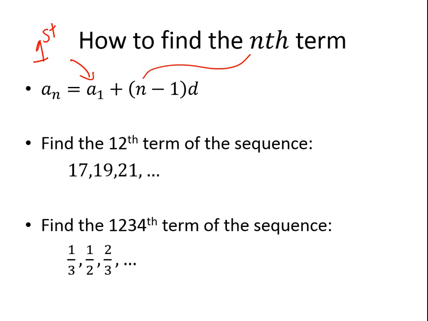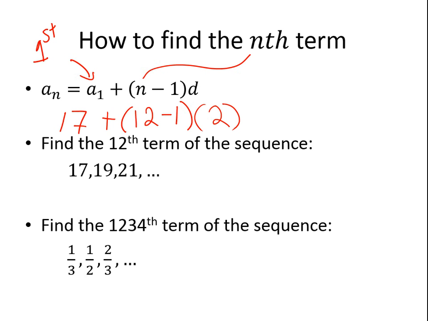So if we look at this first example, where if we want to find the 12th term of this sequence, 17, 19, 21, we would end up going 17, our first term, plus 12, that's our n, minus 1, times what our difference is. And our difference here is dos. That's Spanish for 2.